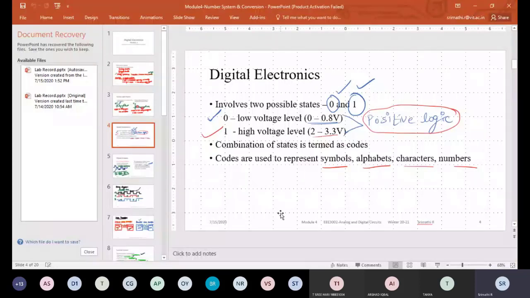So digital electronics can be classified. You can store the data in terms of zeros and ones. Low voltage levels are 0 to 0.8 volts, and one will be represented by a voltage level of 2 to 3.3 volts. If that is the case, that is said to be positive logic, and combinations of the zeros and ones are said to be codes. These codes are used for representing alphabets, numerals, characters, or any other symbols.